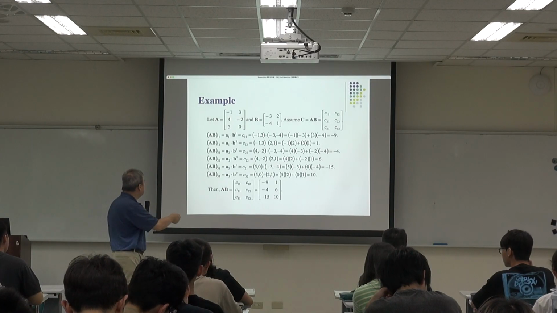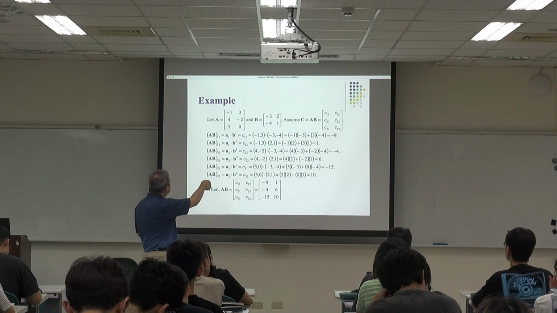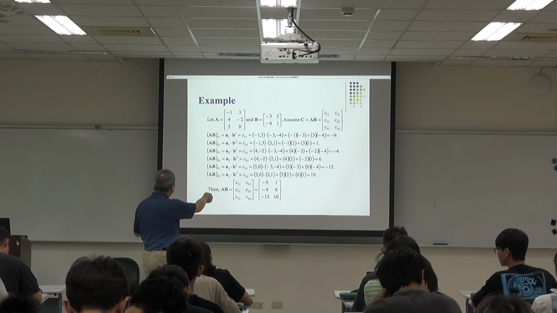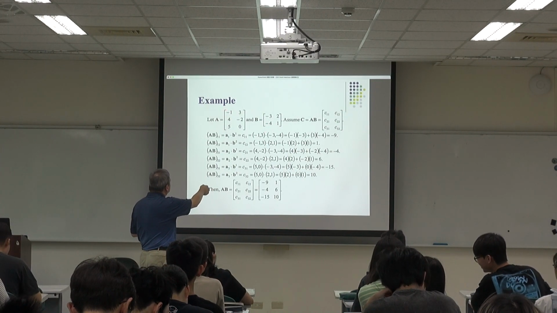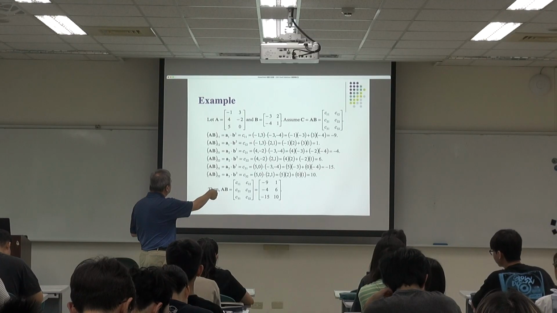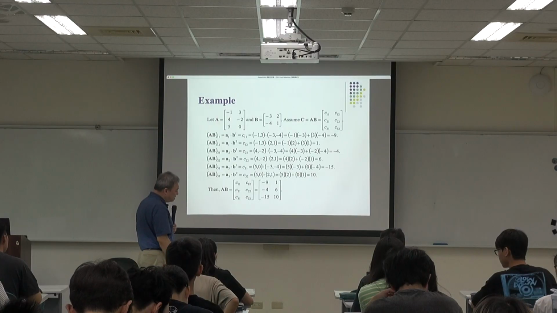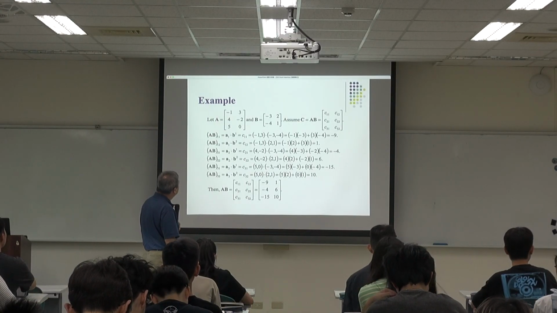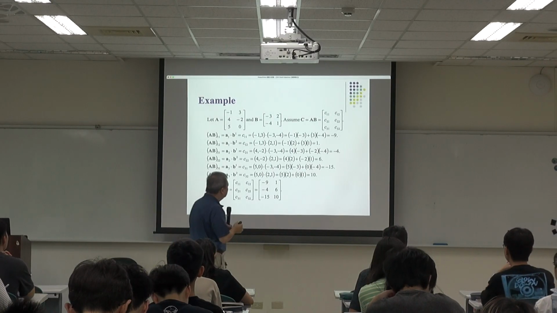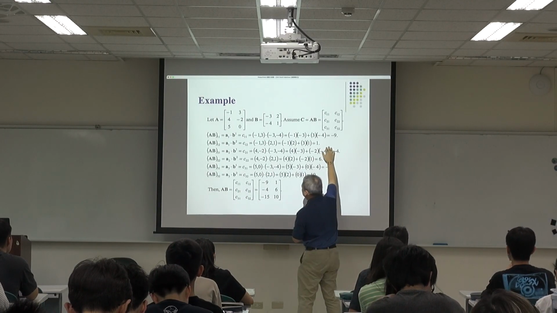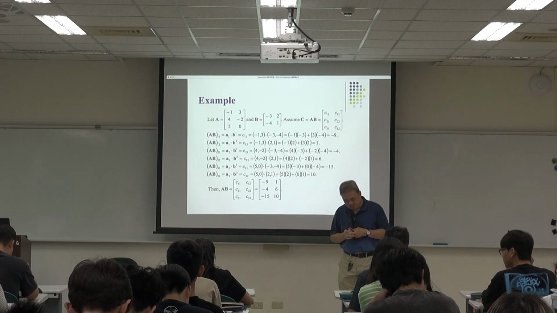For example, let me do one. C11 will be the first row multiplied by the first column. So -1 times -3, which is 3, plus 3 times -4, which is -12. So it's -9. You get the idea for the rest of the elements. So the result looks like this.